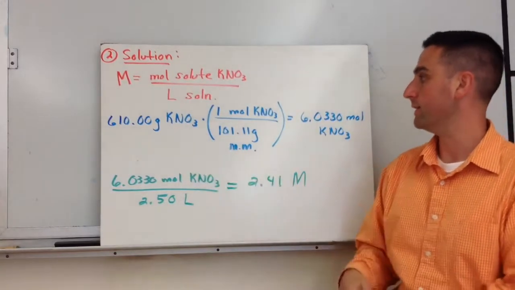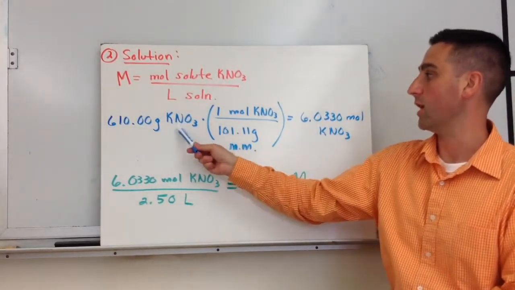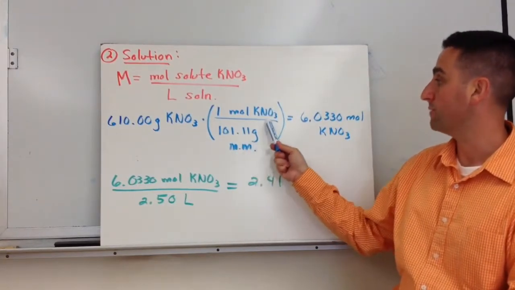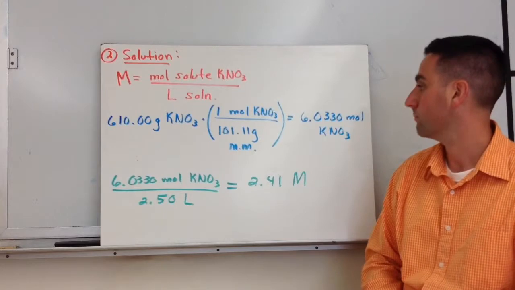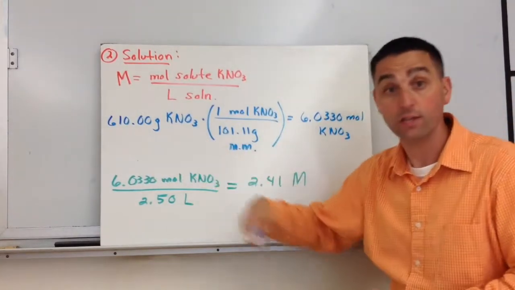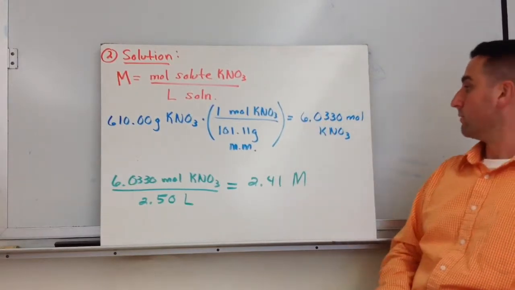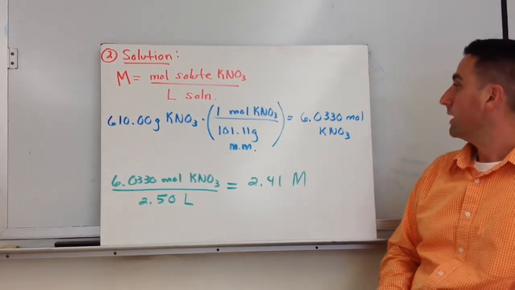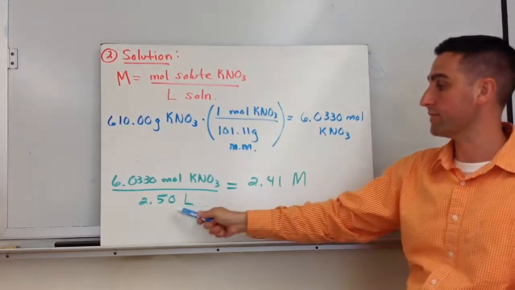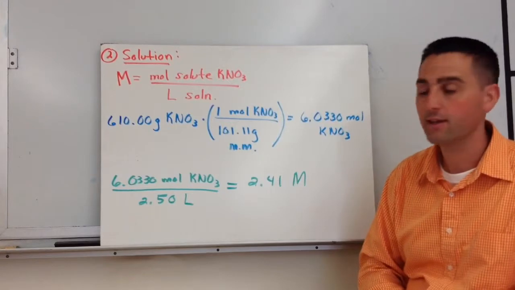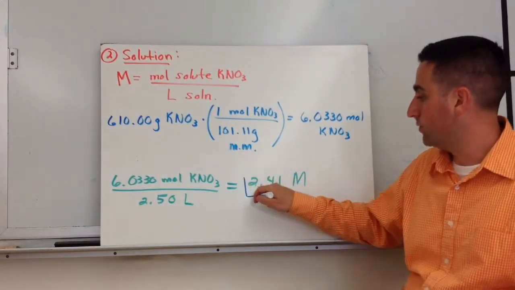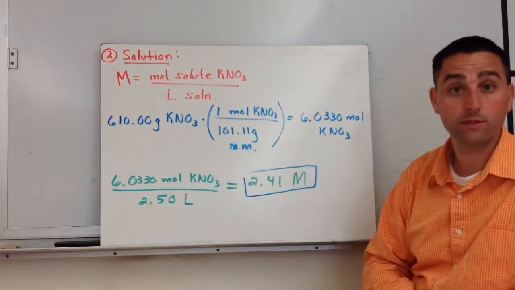So the first thing I did here was I divided the mass of the solute, KNO3, by the molar mass, MM, of potassium nitrate. And we get, sticking to sig figs, I get 6.0330 moles. I know my numerator, my number of moles. I know my liters of solution, which is 2.50. I simply divide the two and I get a molarity of 2.41 molar.